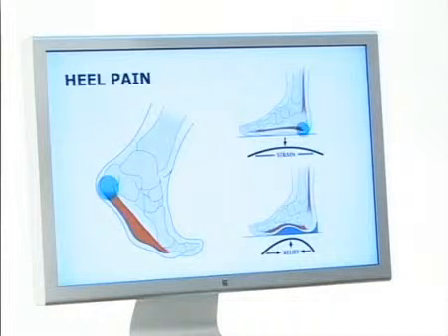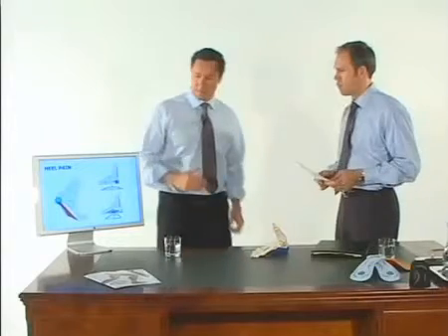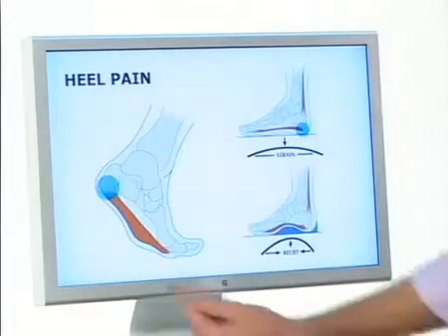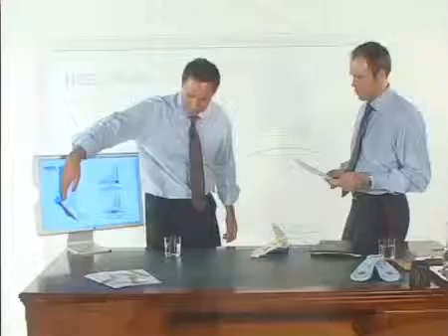Phil, I understand heel pain is the #1 foot pathology. Specifically, you're going to tell us a little bit about plantar fasciitis. Yes, that's correct, Bruce. If we look at this picture here, we'll see the common area of pain is underneath the base of the heel.